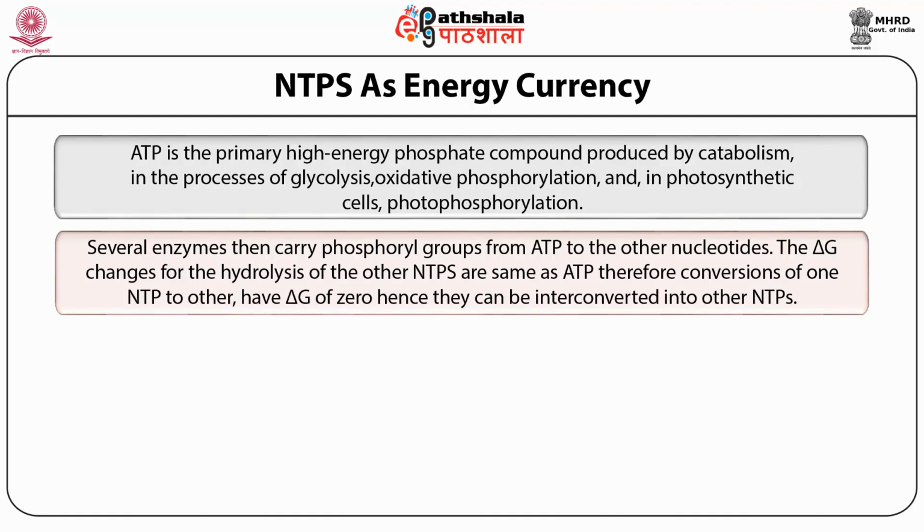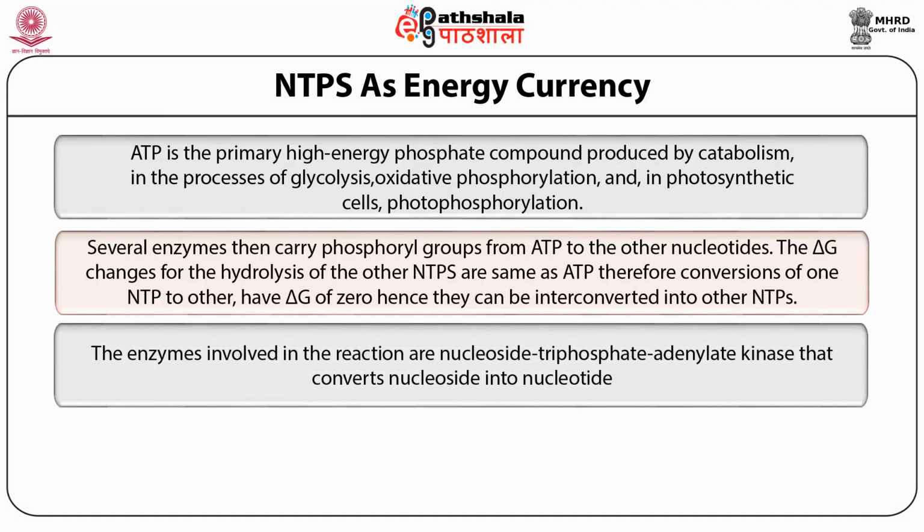Several enzymes take phosphate groups from ATP and transfer them to other molecules. They may also take phosphate groups from other NTPs. The delta G change for the hydrolysis of other NTPs is the same as for ATP. Therefore, conversion of one NTP into another has a delta G of 0. Therefore, they can be interconverted, or you can say, because the Gibbs free energy change is 0, they exist in equilibrium.